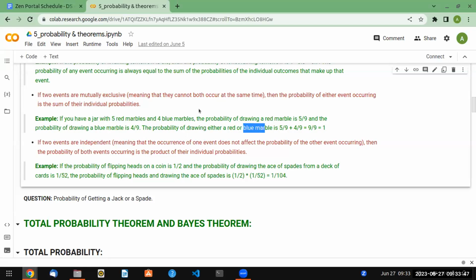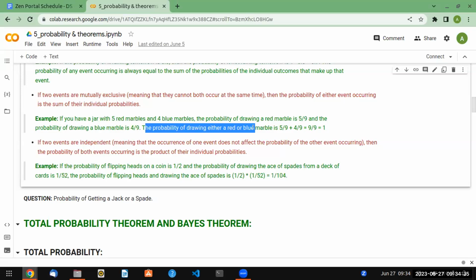So if I introduce 5 green marbles, what is my total event space? The sample space will be 14. Drawing a red marble will be 5 by 14, and drawing a blue marble will be 4 by 14. Now the probability of drawing either a red or blue marble will be 9 by 14, right? 4 by 14 plus 5 by 14.